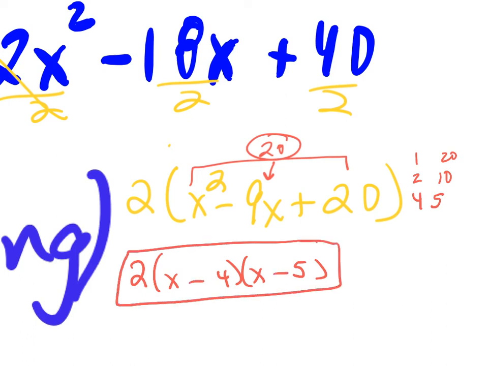And then how do I know I got this one right? What can I do? I can FOIL. I can FOIL the 2 binomials and then multiply the 2 in, and I will end up with what I started with.